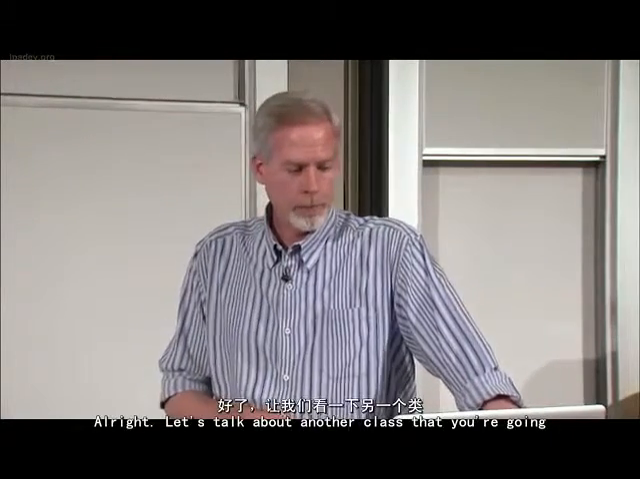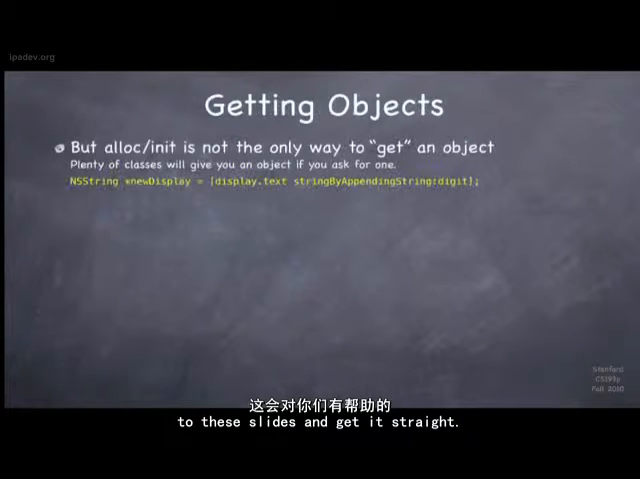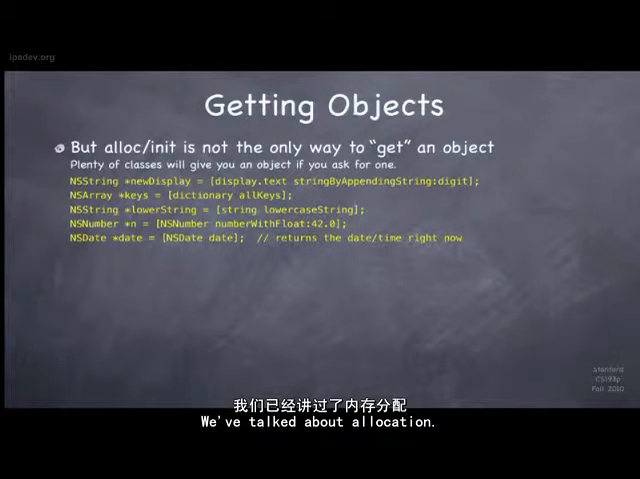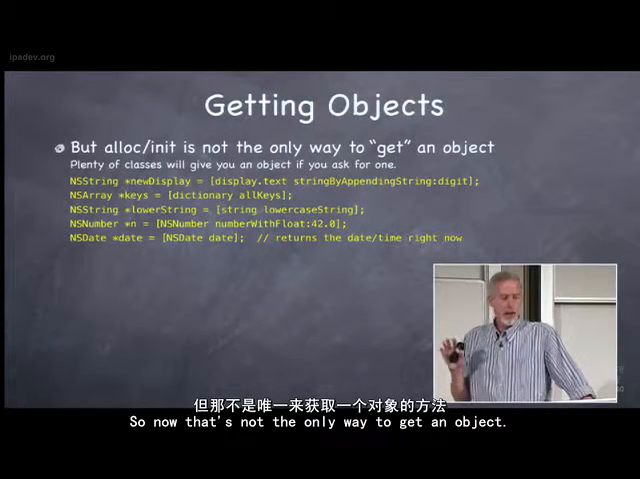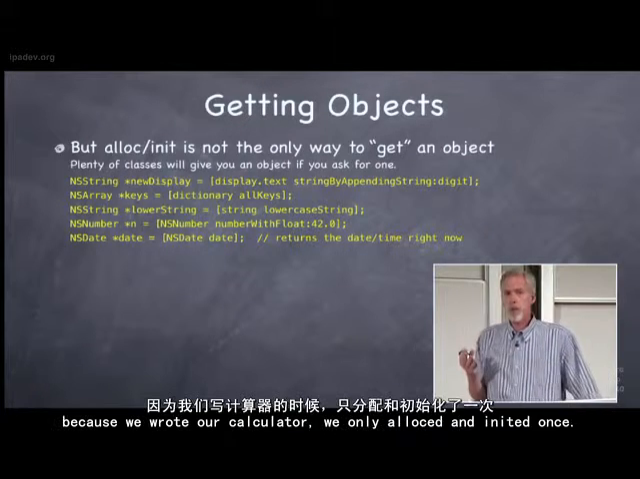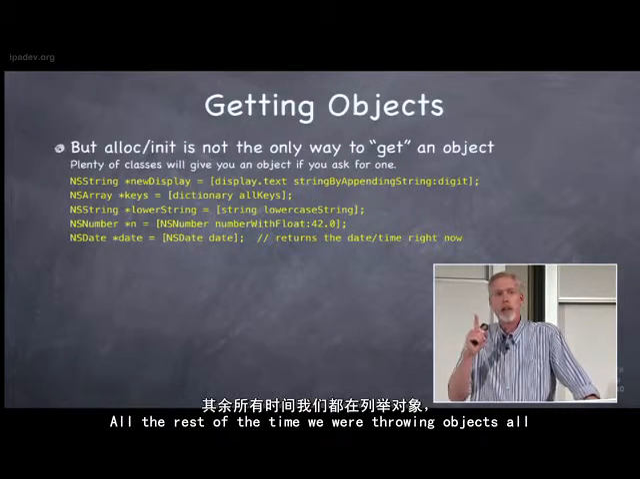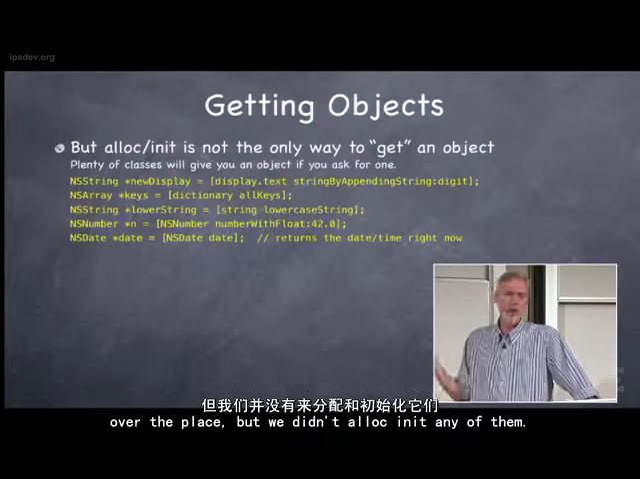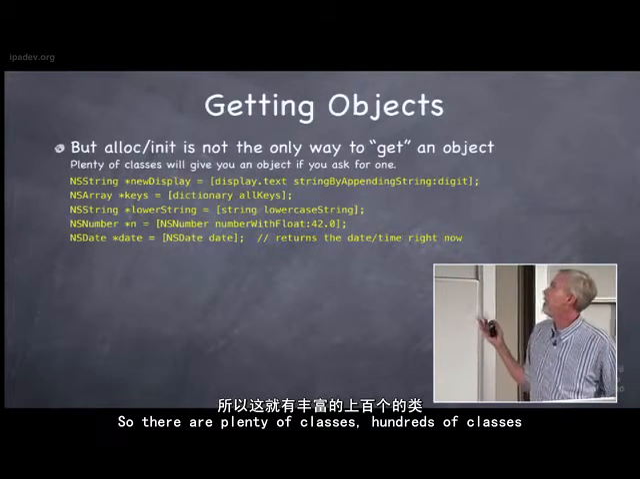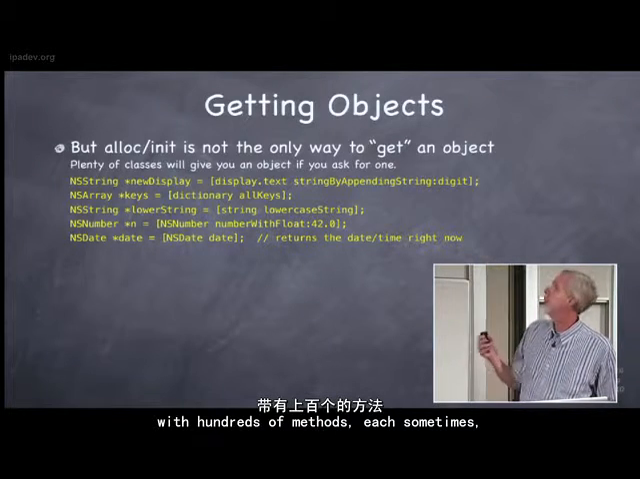All right. Let's talk about another way to get an object. Okay, so that's it for init. We've talked about allocation, we've talked about init. Now, that's not the only way to get an object. And we've seen this all over the place, because when we wrote our calculator, we only alloced and initted once. All the rest of the time we're throwing objects all over the place, and we didn't alloc init any of them. So there are plenty of classes, hundreds of classes with hundreds of methods each sometimes, that will give you an object.